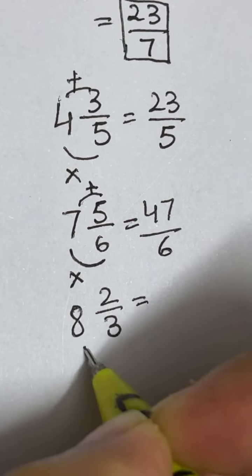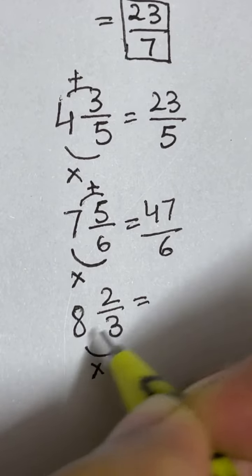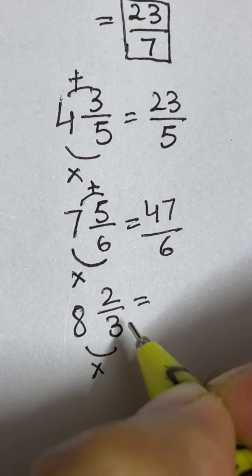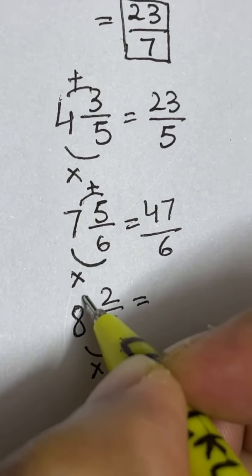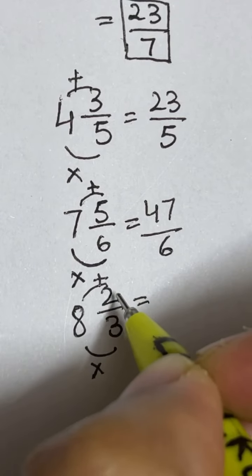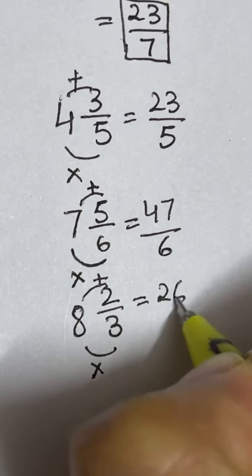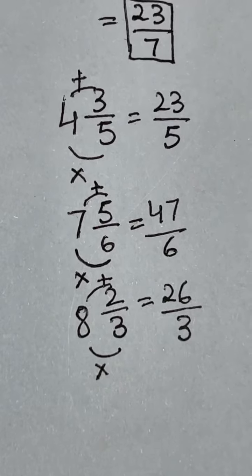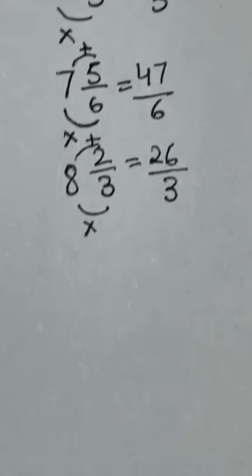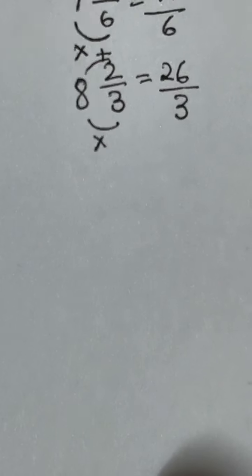Okay, let's see if you have 8 2/3. So you go again in a cyclic way. That's 8 times 3. 8 times 3 is 24. 24 plus 2 will give you 26 over 3. That's how you convert a mixed number to an improper fraction.